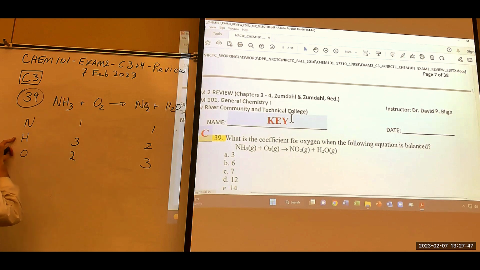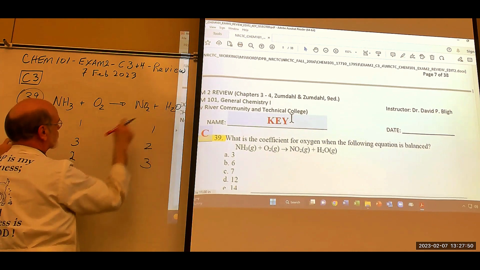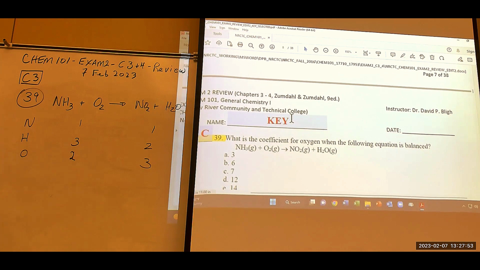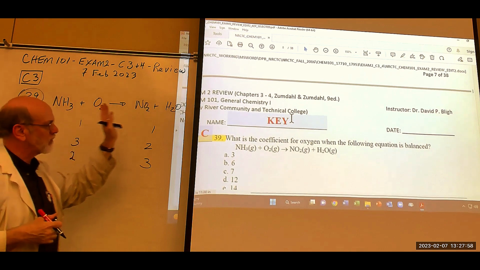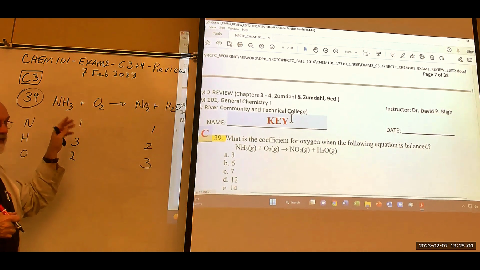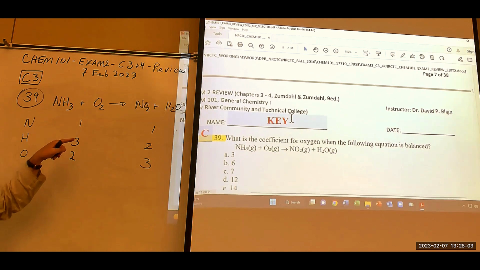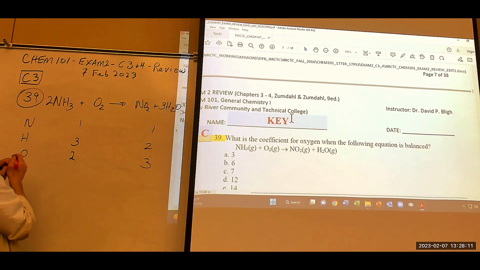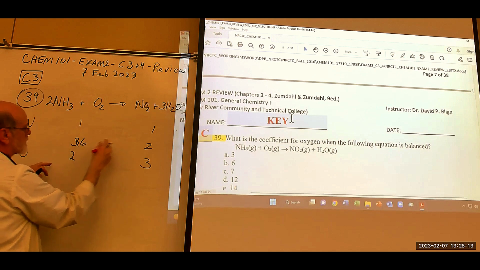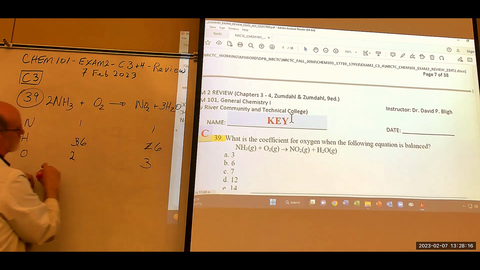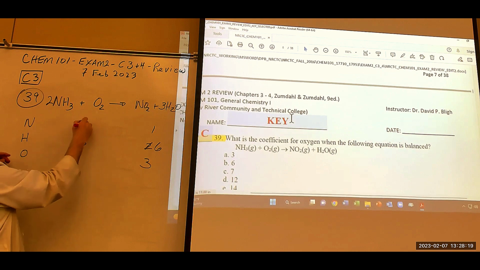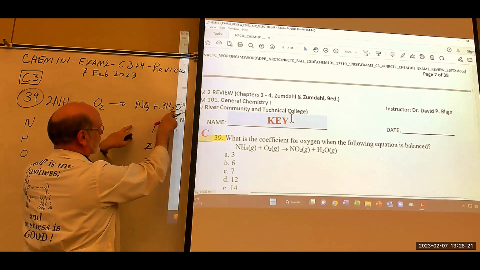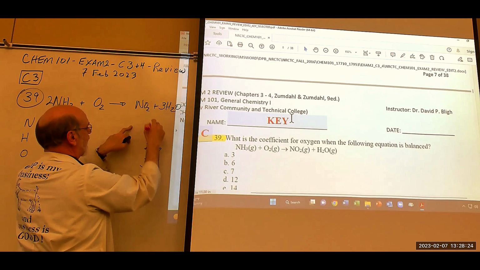So we got 3 on this side, but we got 2 on that side. So remember that other hint. If you have an element in one place on one side and one place on the other side, and you've got an odd and even, cross multiply. So if we say 3 on this one and 2 on that one, that will give us 6 hydrogens here and 6 hydrogens there. But it also changes the nitrogens here. And it changes the oxygens from 3, 4, 5 over here.